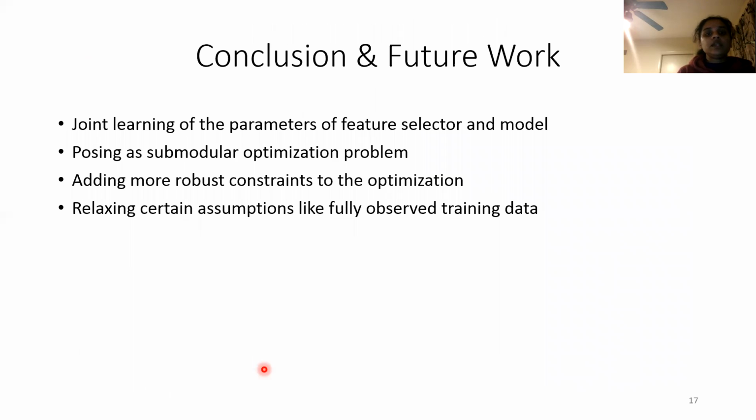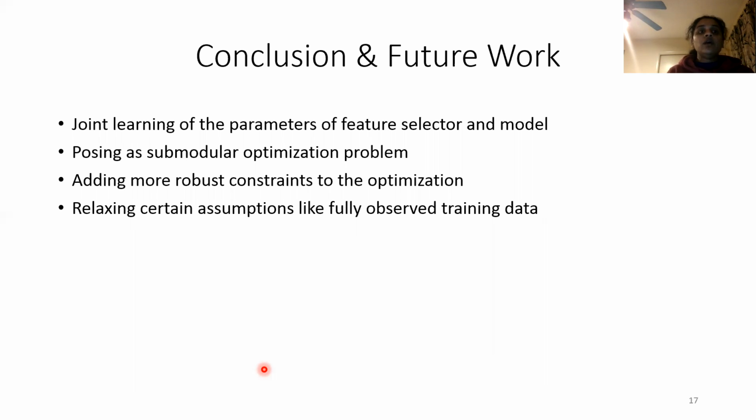Moving on to conclusions and future work. To conclude, we propose a test time feature elicitation algorithm, which uses feature selection and model together to rightly trade off between feature acquisition cost and the model performance.